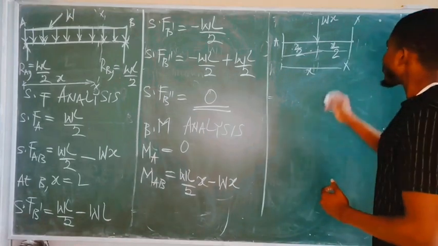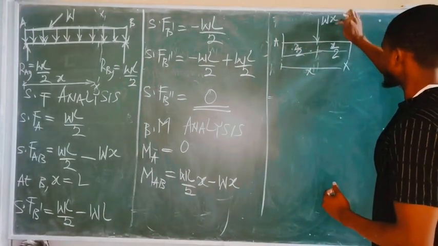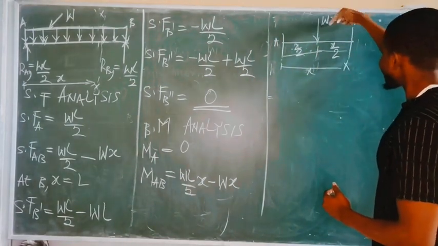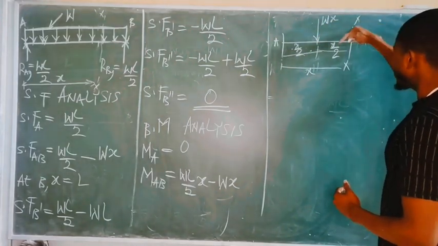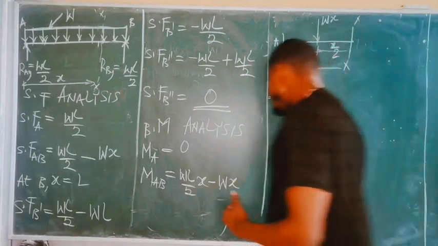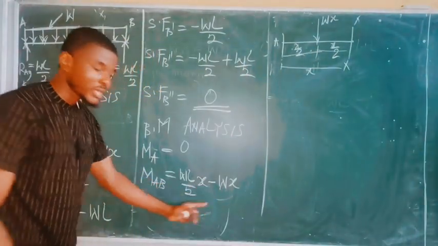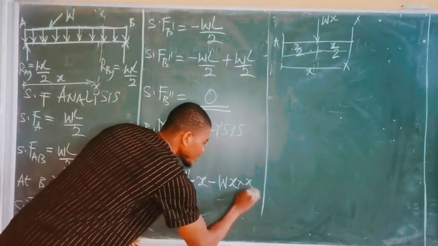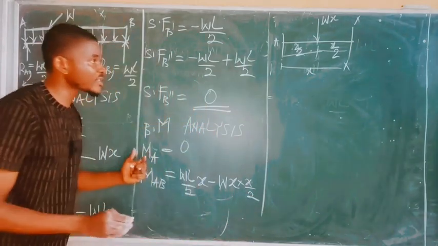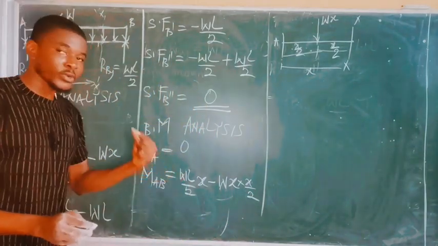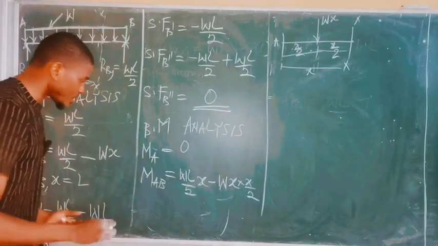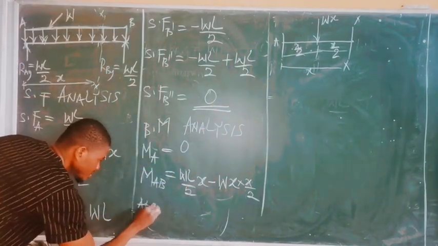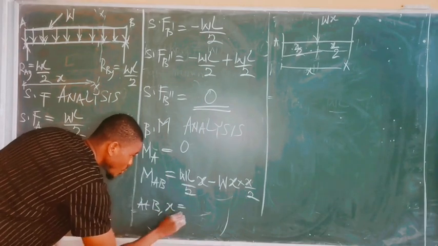So if I want to take the moment of this load, which is WX, about the point of section, it has to be WX times the distance it takes this force to get to the point of section. And that distance is simply X over 2. So after converting to a point load, I simply multiply by X all over 2, which is the length it takes the UDL point load to get to the point of section. So we simply have this. All right, so at B, X as always remains what?